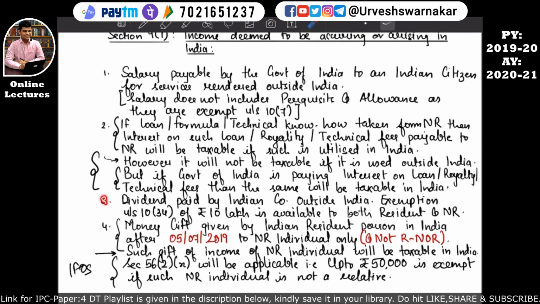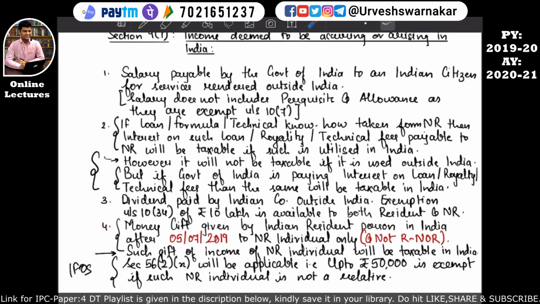Okay, now let's move on to point number 3. Point number 3 says that dividend paid by an Indian company outside India will be considered as income deemed to be accruing or arising in India. I hope this is quite clear. There is an exemption available under section 10 subsection 34 of rupees 10 lakh, and this exemption is available to both resident and non-resident. I hope this is quite clear.